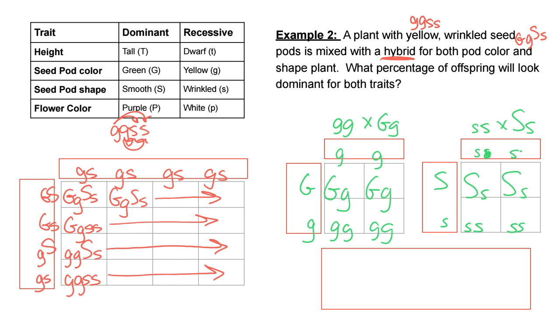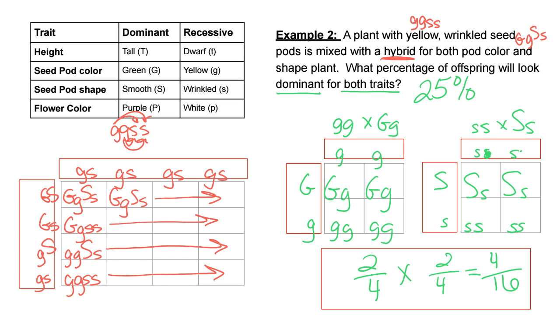And again, now I want the percentage of offspring that will look dominant for both traits, meaning they have to have at least one big G. So 2 out of 4 will look dominant for color, and at least one big S. So again, 2 out of 4 will look dominant for shape. I want these two things to happen at the same time, so I multiply them. 2 times 2 is 4. 4 times 4 is 16. Again, it wants percentage, so percentage-wise, 4/16 is 25%.